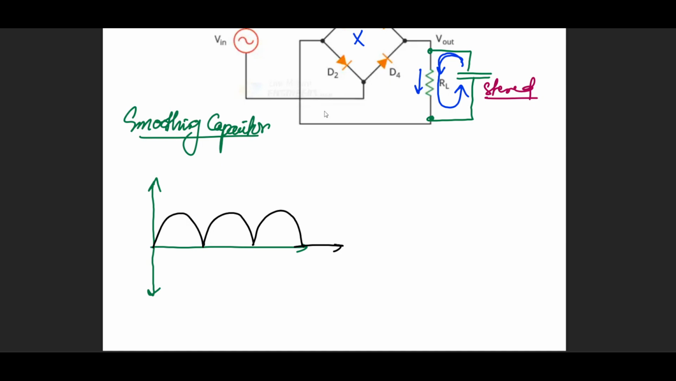So how is the graph going to get modified? This graph actually goes something like this. Peak attained, then the graph goes slow. Peak attained, graph goes slow. So on the output, what we see is a graph that actually looks like this.